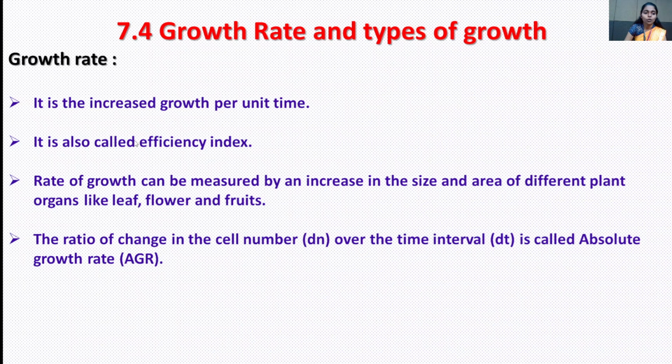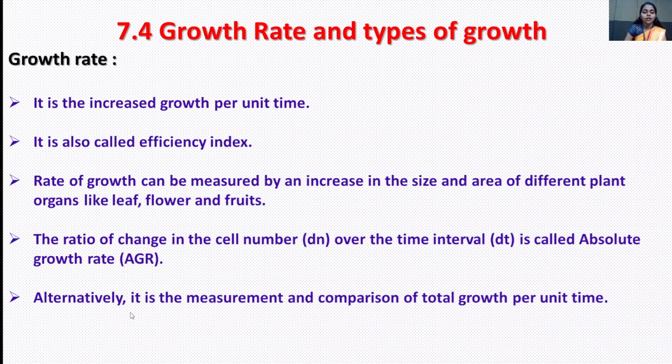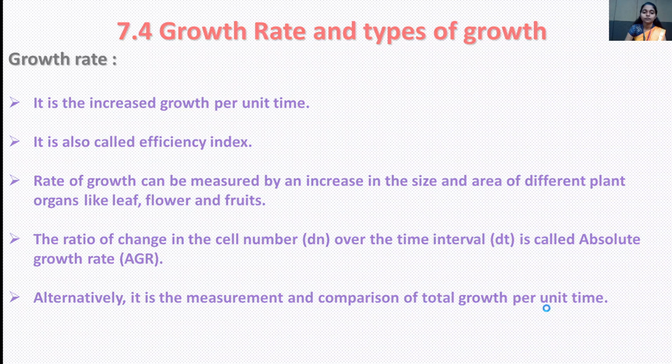This is the growth rate, also called the efficiency index. The rate of growth can be measured by an increase in the size and area of different plant organs, like leaf, flower, and fruits, where changes are seen. Alternatively, it is the measurement and comparison of total growth per unit time. Moves to the next slide.